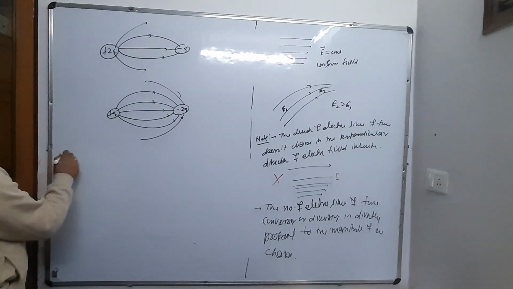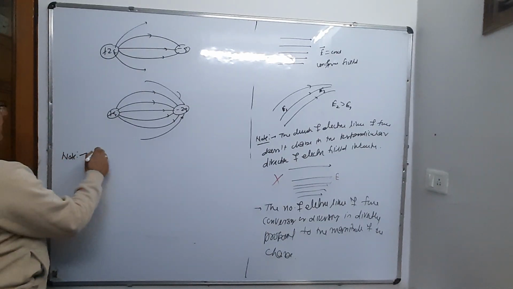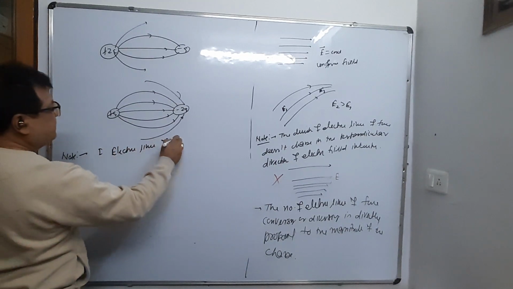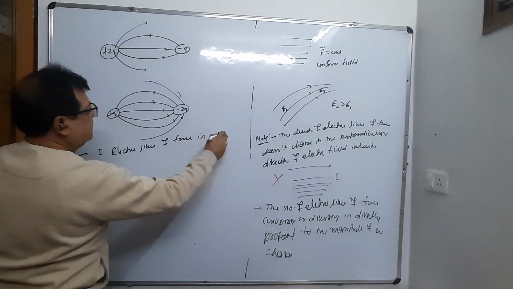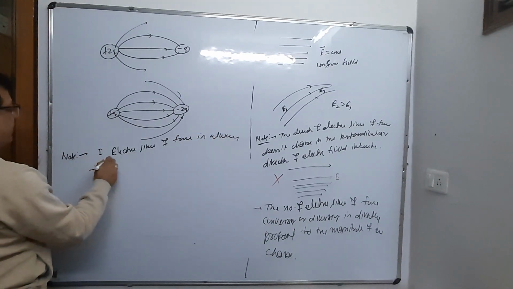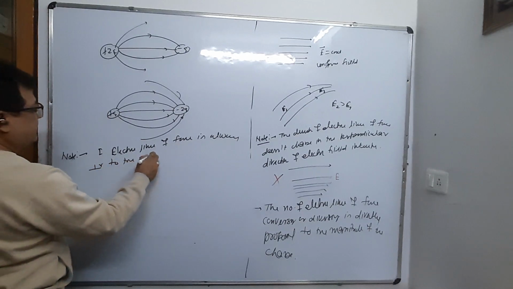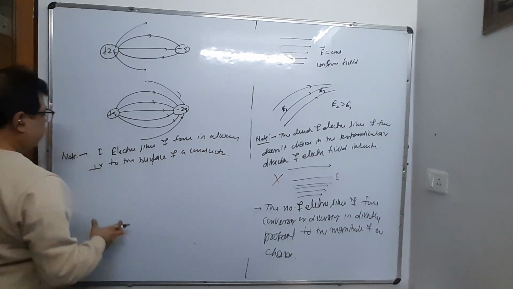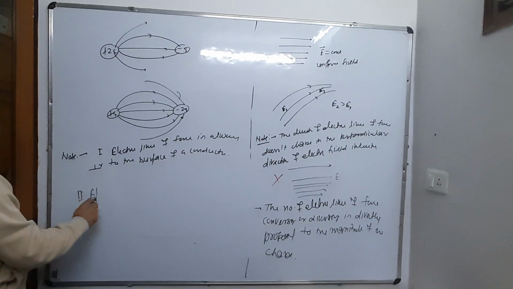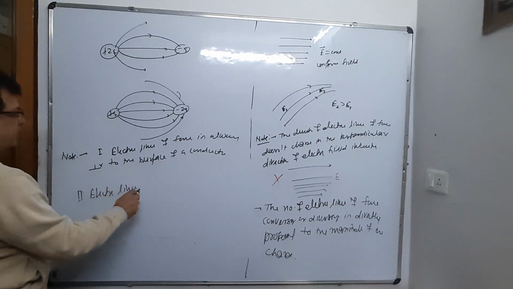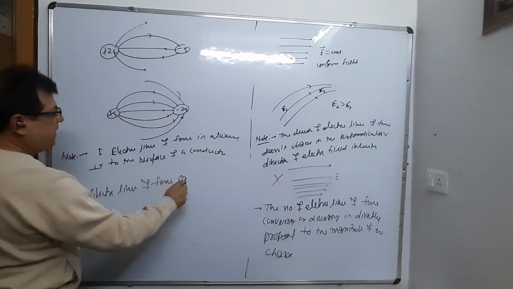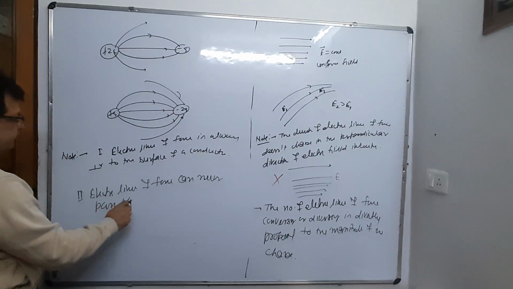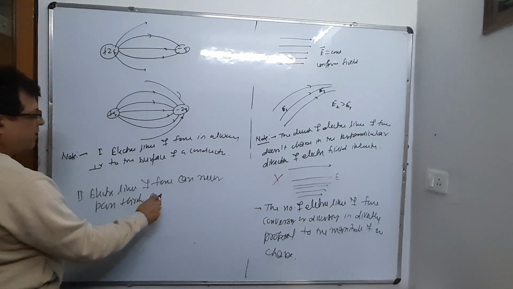One note: first, electric lines of force are always perpendicular to the surface of a conductor. And second, electric lines of force can never pass through a conductor.